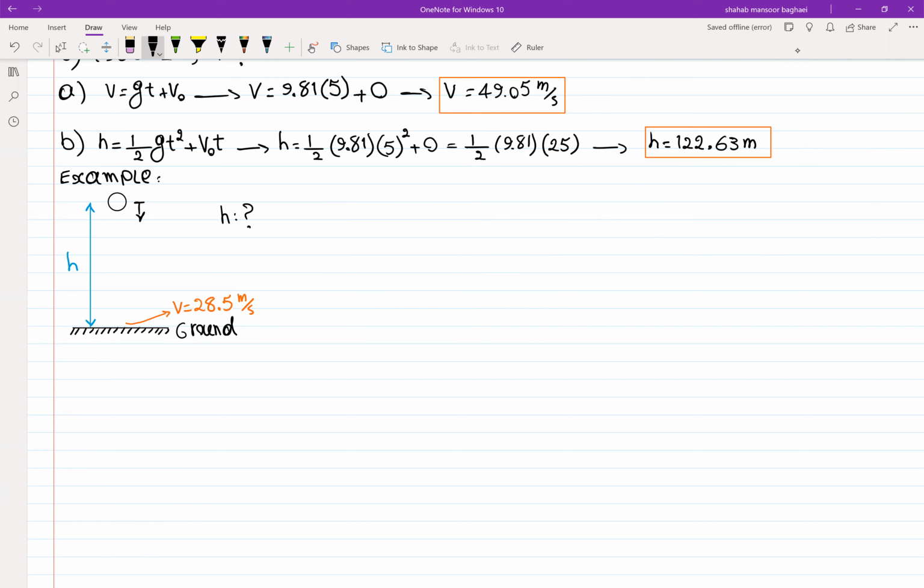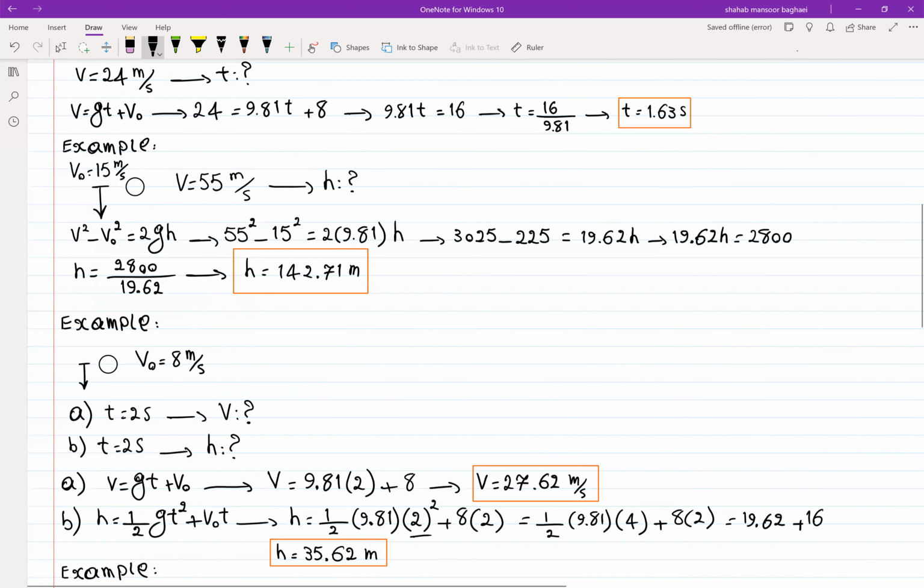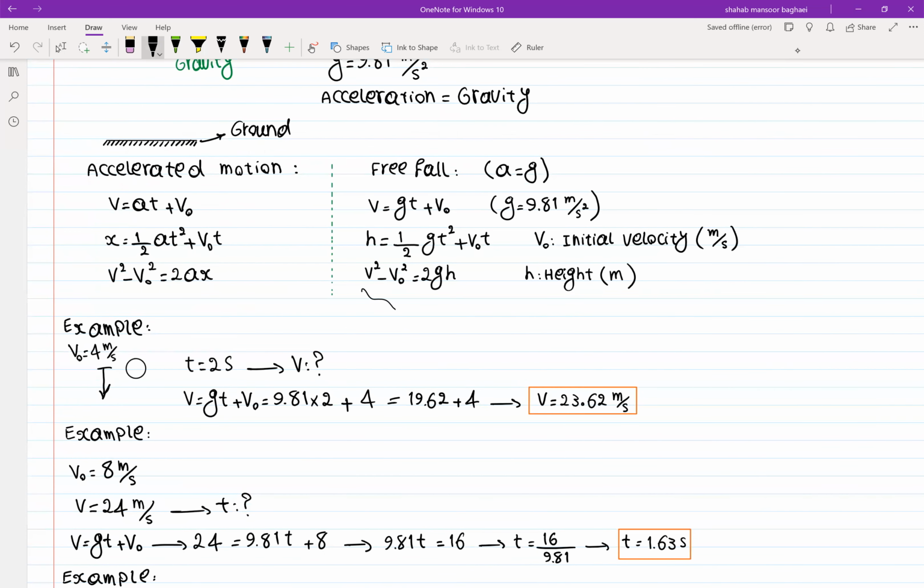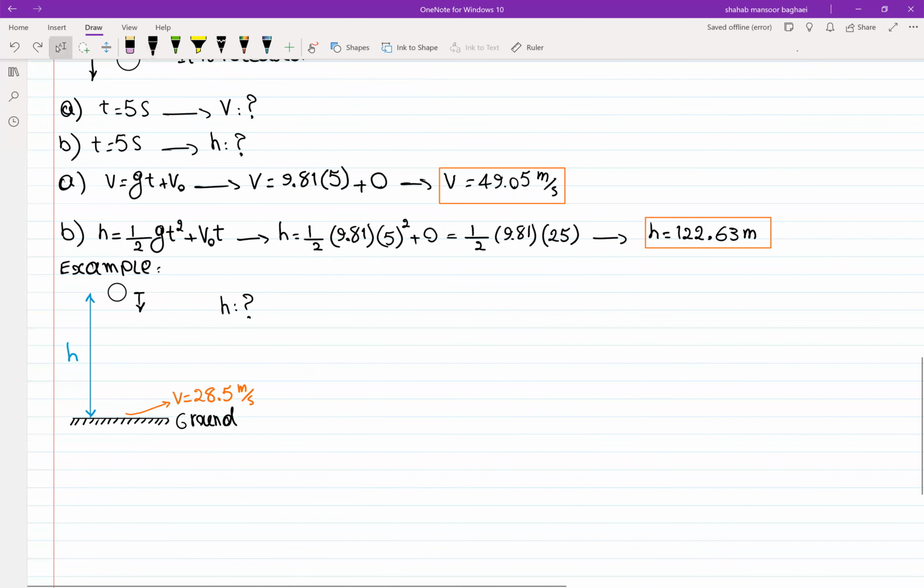So I have the final velocity at the bottom, and the height is unknown, and we know it is dropped. It means the initial velocity is 0. Therefore, I have two velocities, the initial velocity and the final velocity. What is the equation that can be used here? Of course, the equation of v square minus v0 square equal to 2gh. Equation number 3, or it is called the time-independent equation, because it doesn't need the time value. And actually, over here, we don't have a time value. So equation number 3 should be used here: V square minus V0 square equal to 2gh.